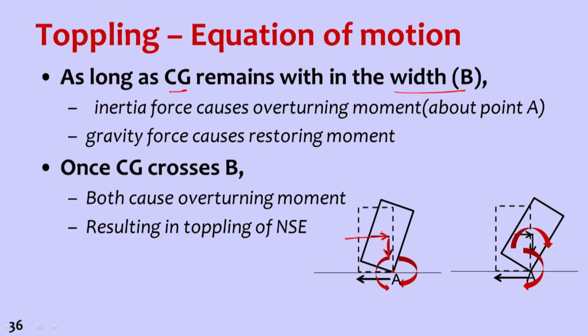In case 1, the moment due to applied force is acting in the clockwise direction. The restoring moment is in the anti-clockwise direction. Here, once the Cg has crossed the vertical line, the applied force creates a moment in the clockwise direction, and the self weight is also creating a moment in the clockwise direction. So this is a condition for toppling.